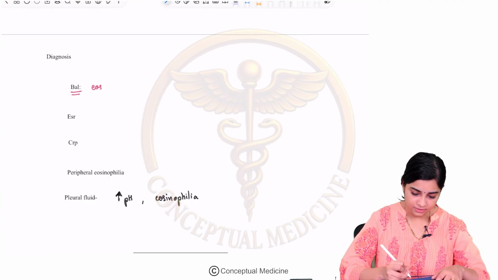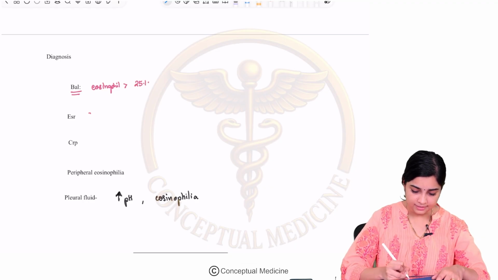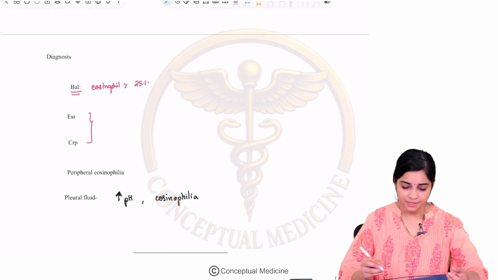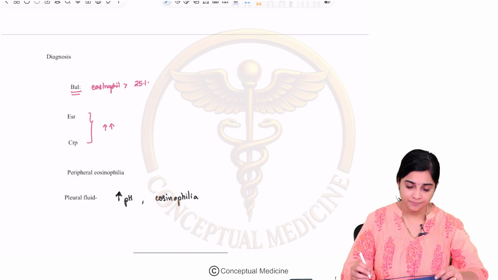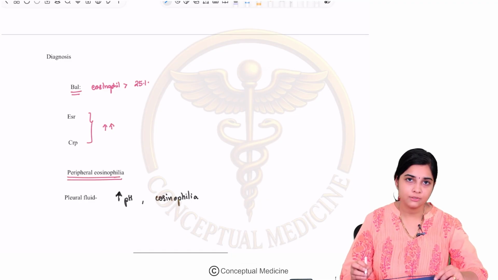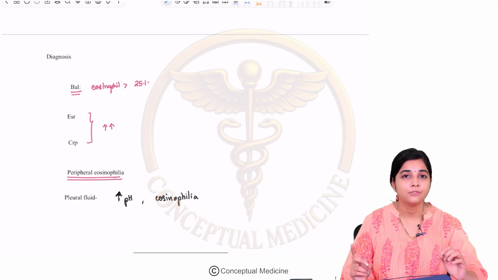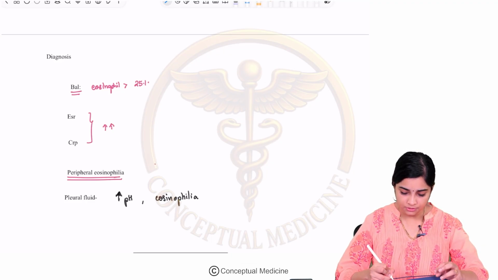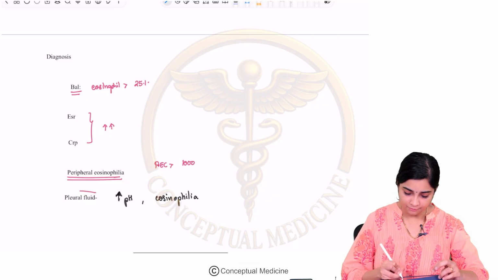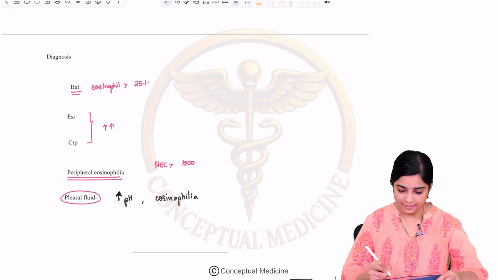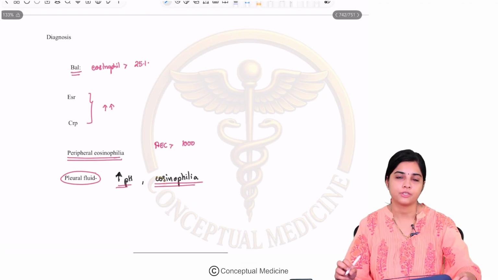Okay, fine. So we have already seen how will you diagnose. You see that the BAL eosinophil count is more than 25%, and since this is a dysregulated inflammatory disorder, you see that the inflammatory markers ESR and CRP will be elevated, and you see the presence of peripheral eosinophilia. Very important point. You will find the presence of peripheral eosinophilia. Usually the absolute eosinophil count is more than 1000, right? And you can find the presence of pleural effusions, and if you do a pleural tap, there will be an increased pH and you will find eosinophilic infiltrates within the pleural effusion as well.